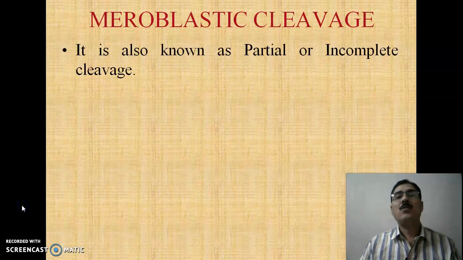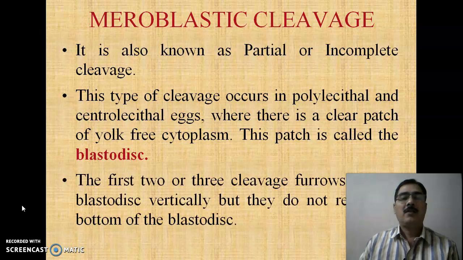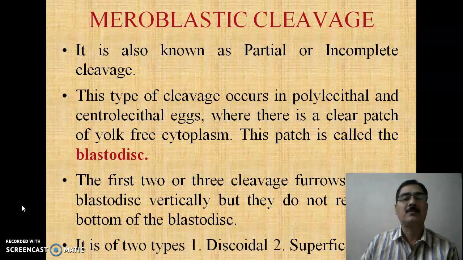Now, what is a meroblastic cleavage? It is also known as partial or incomplete cleavage because only a part of the fertilized egg participates in the process. This type of cleavage occurs in polylecithal and centrolecithal eggs where there is a clear patch of yolk-free cytoplasm, as we have already seen in the case of fishes and birds, and this patch is known as the blastodisc. The first 2 or 3 cleavage furrows cut the blastodisc vertically, but they do not reach the bottom of the blastodisc. It means it is incomplete.